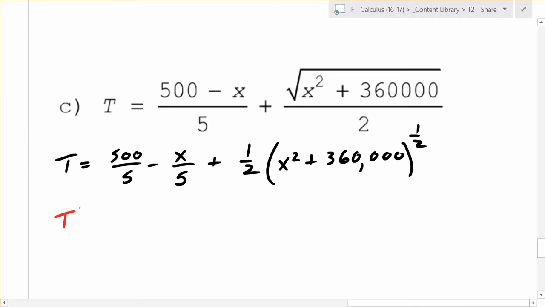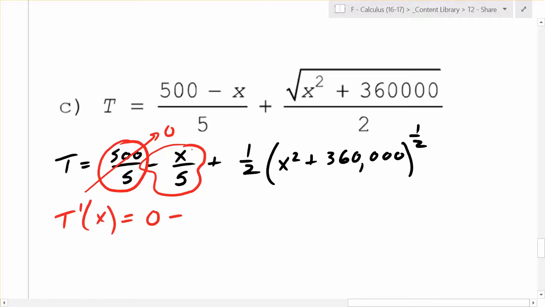So what's the derivative going to be? T prime in terms of x. What's the derivative of this in terms of x? 0. So that just goes to 0, right? So what's this next one going to be? 0 minus what? What's the derivative of this? You should know that instantly. It's not a trick. What is it? Negative 1/5, yes. Negative 1/5.